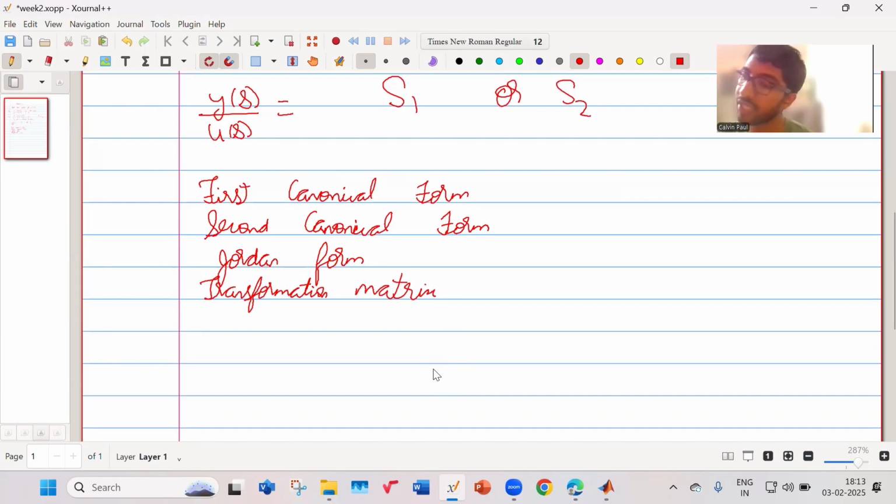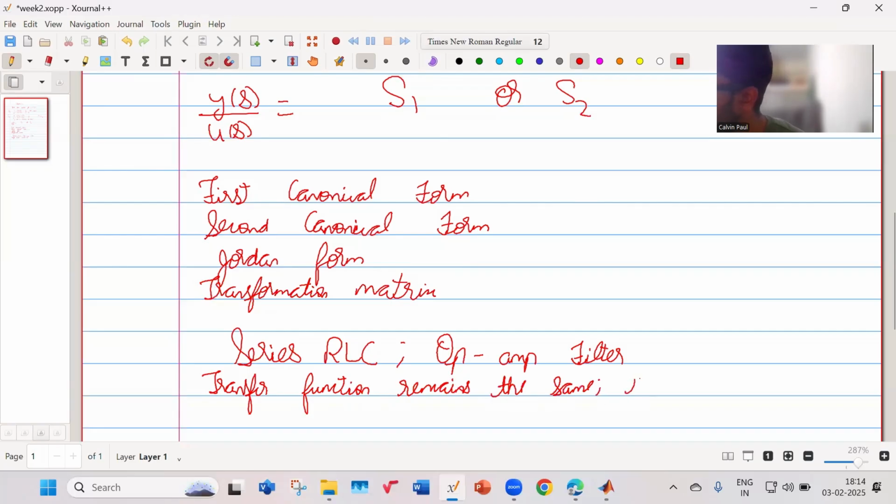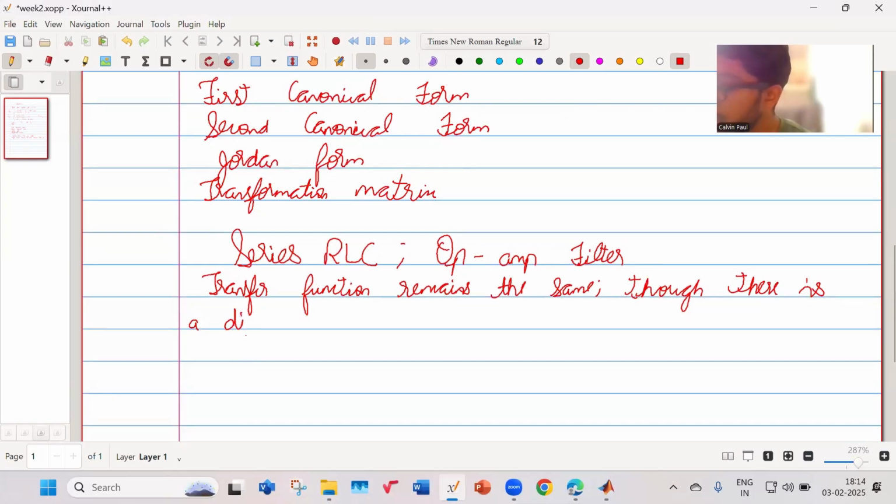And in the previous week also I had shown for two systems, that is the series RLC and the op-amp filter, how the transfer function remains the same, though there is a different state space representation.